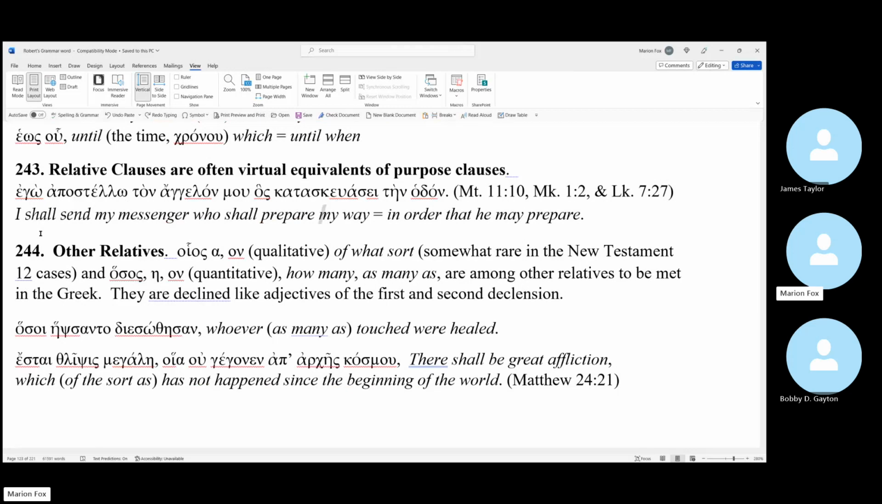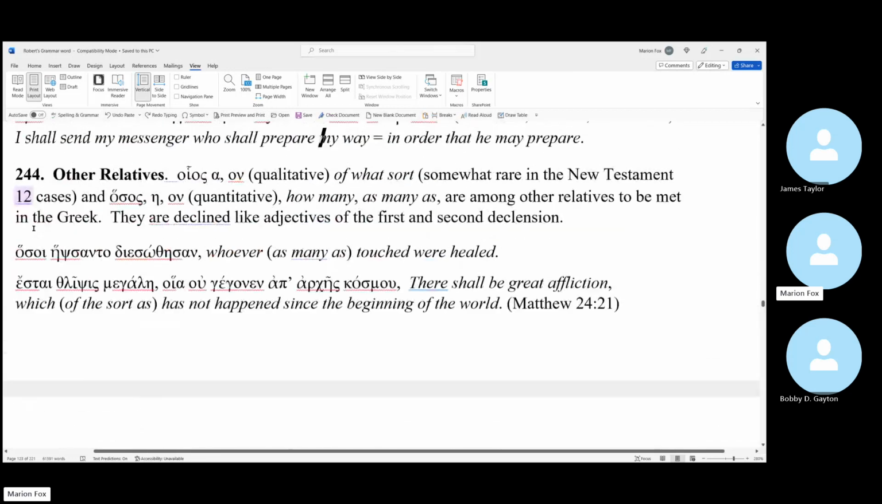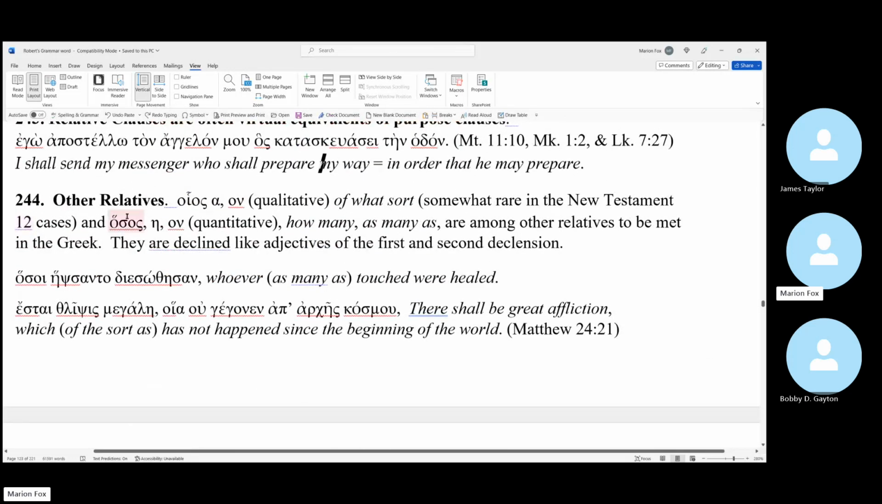I'm going to get into another file, and I've got it open to the right page, so we'll try to do that pretty quickly. Let me say this. Let's talk about these. We have other relatives. These are the older relatives, but they do come in. This is qualitative. Of what sort? Hoios. Of what sort? Somewhat rare. It is only 12 times. Hosos, that's quantity. How many? And I think it's kind of rare as well.